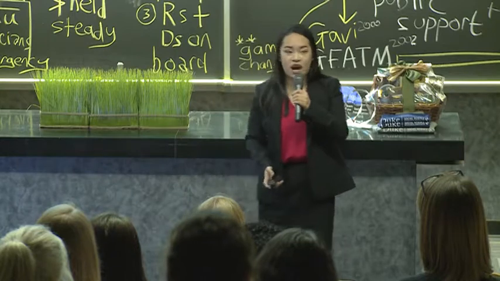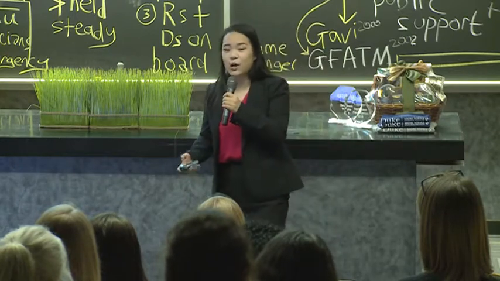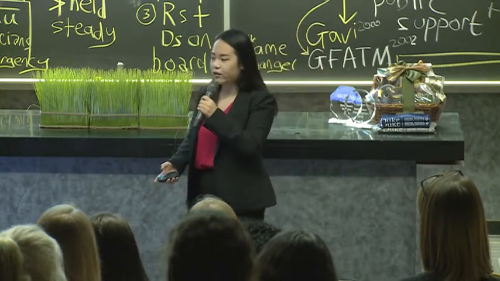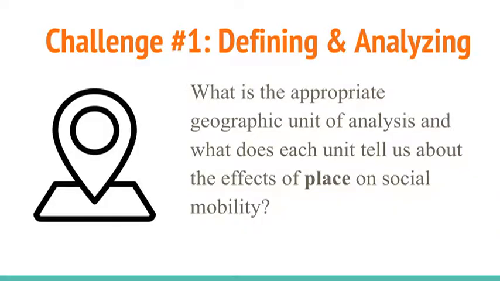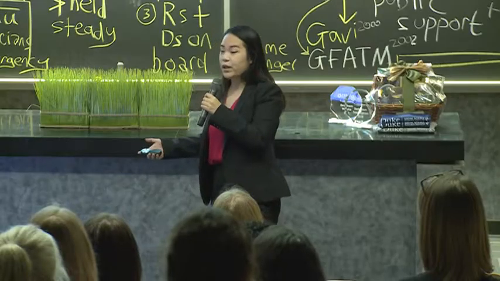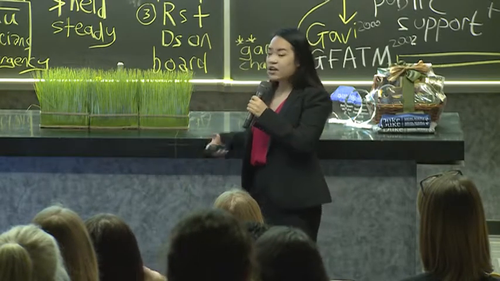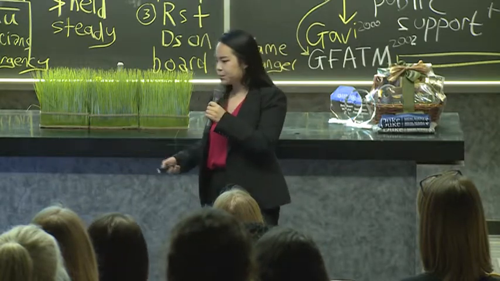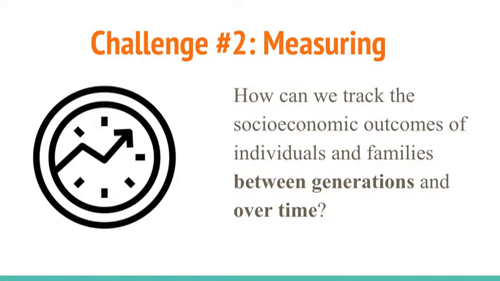But despite these novel methods, many challenges and questions remain in the field of social mobility research. One of these challenges includes defining the appropriate geographic unit of analysis and analyzing what these different units tell us about the effects of place on social mobility. So for instance, how do social mobility results differ when we look at countries versus cities and commuting zones versus neighborhoods? Secondly, measuring social mobility can be extremely difficult.